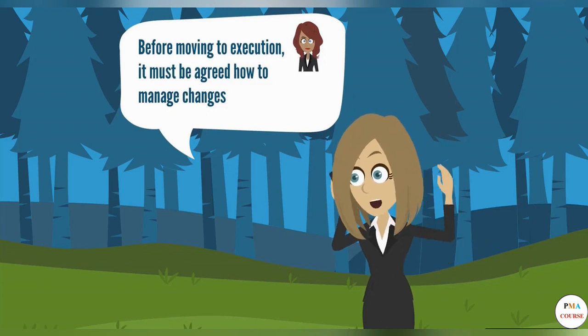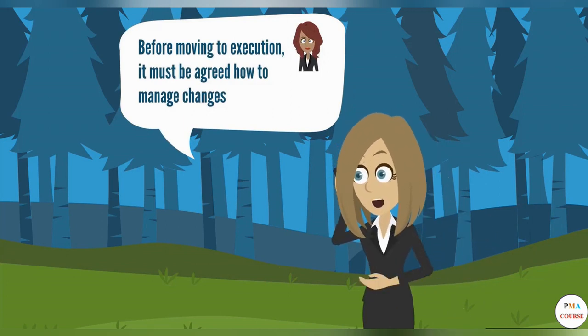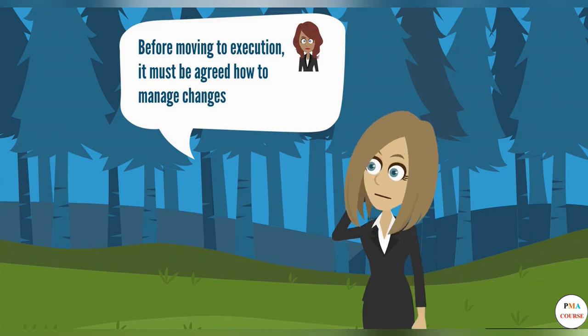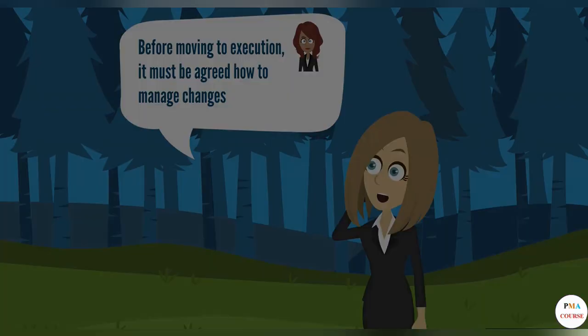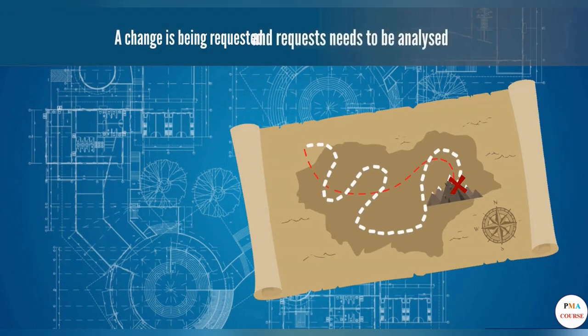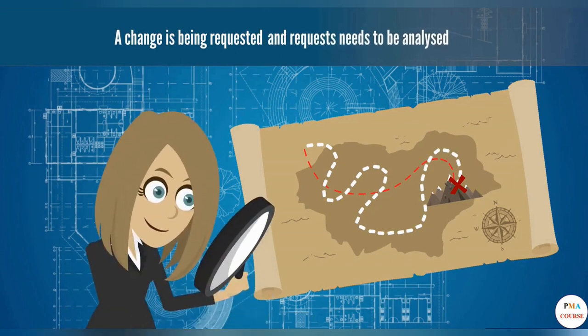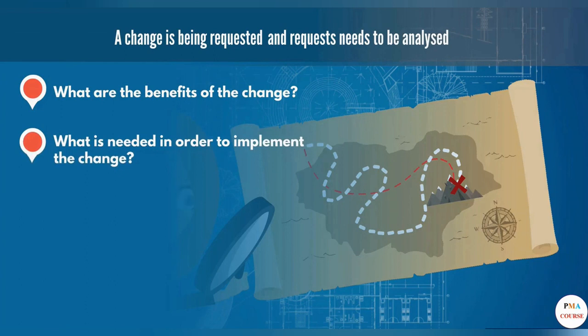Before moving to execution, it must be agreed how to make changes, and as with most parts of the planning process, needs to be established. So let's go through one. The thing that will start the process is a change being requested, and that request needs to be analyzed. What are the benefits of the change? What is needed in order to implement the change, and what is its impact on the project?